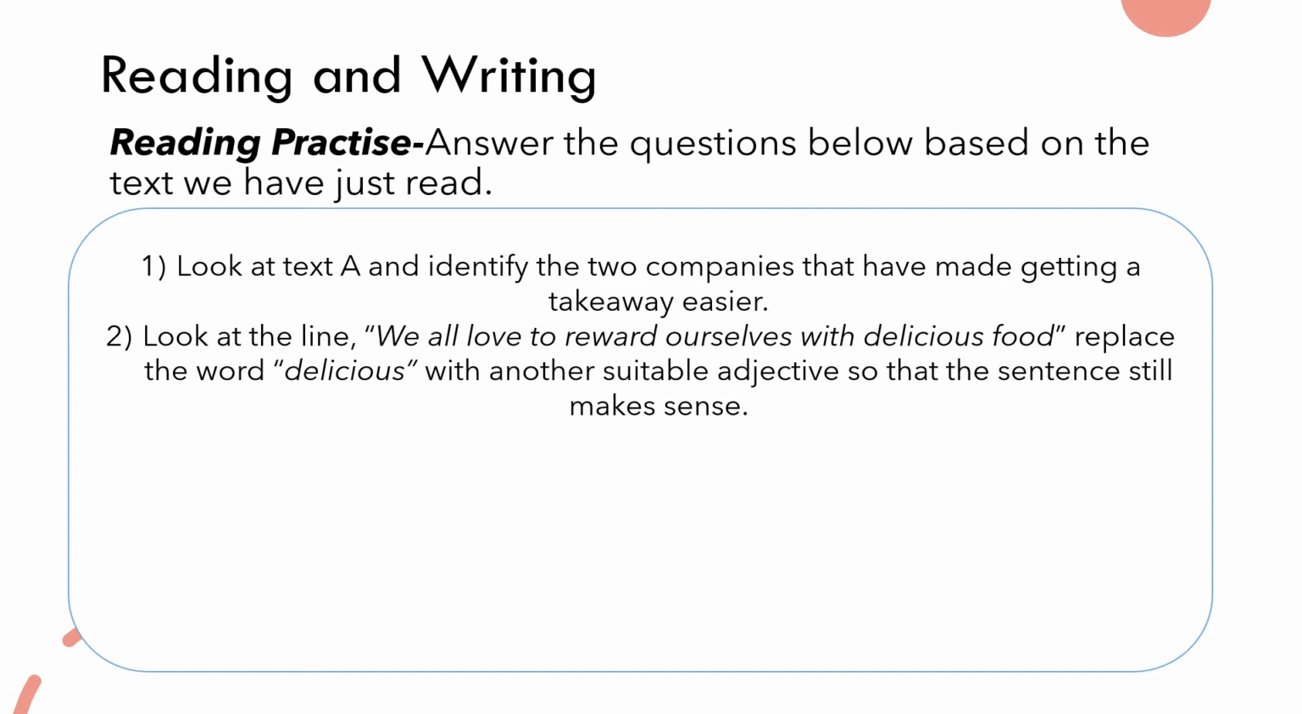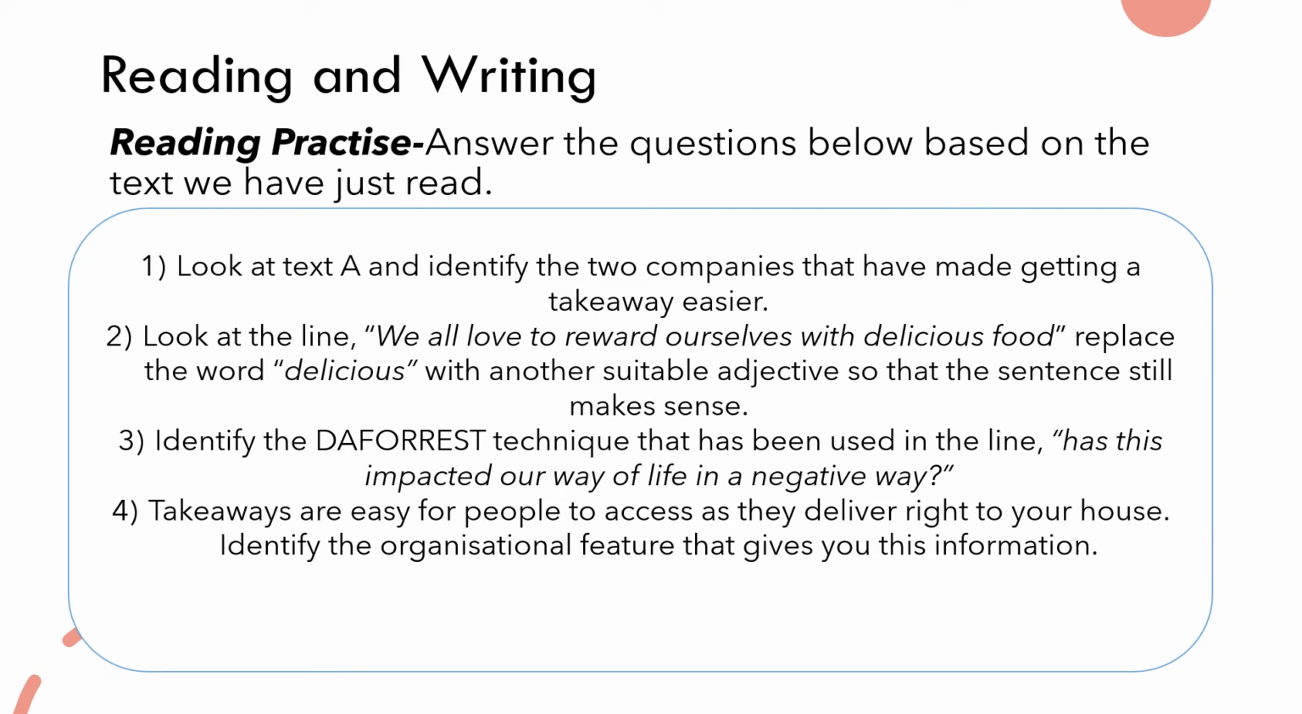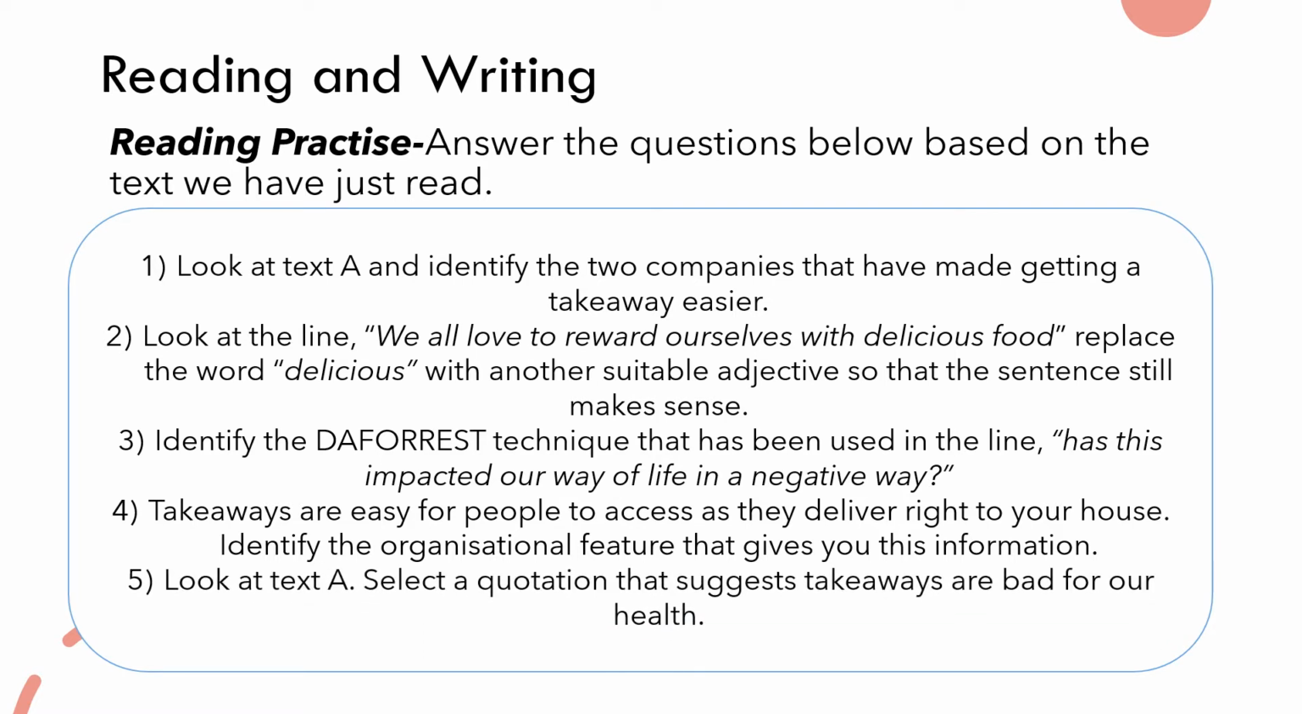Now this is a very common question to get in the functional skills exam, and you are allowed to use a dictionary so that you can look up some other suitable words to replace it. Number 3. Identify the deforest technique that has been used in the line. Has this impacted our way of life in a negative way? Number 4. Takeaways are easy for people to access as they deliver right to your house. Identify the organisational feature that gives you this information. And number 5, our last one. Look at text A. Select a quotation that suggests takeaways are bad for our health.